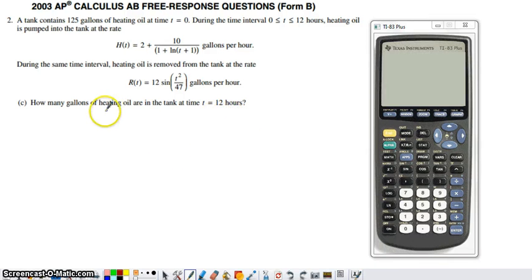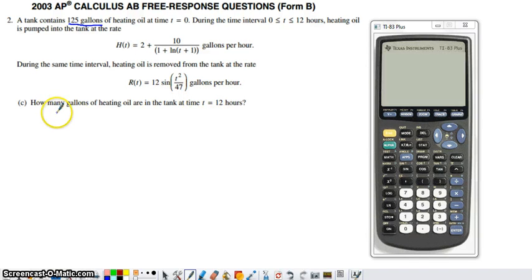So we'll try to wrap up part C and D of problem number 2 from 2003 Form B of the AB exam here. The situation described is there's a tank that holds heating oil, and it initially starts with 125 gallons of heating oil at time t equals 0. Oil is pumped into the tank at this rate over the course of the time frame from 0 to 12 hours, and heating oil leaves the tank at this rate, both rates measured in gallons per hour, from 0 to 12 hours.